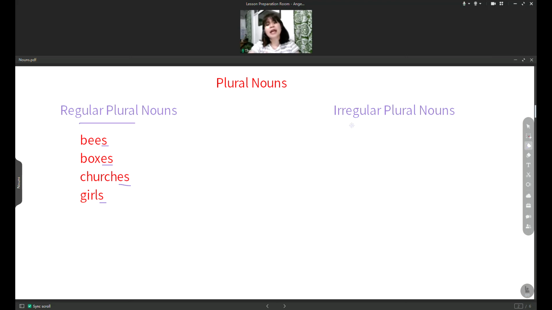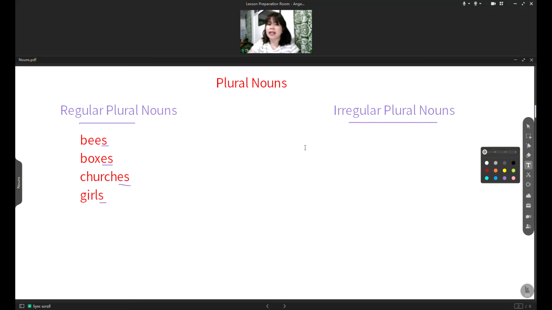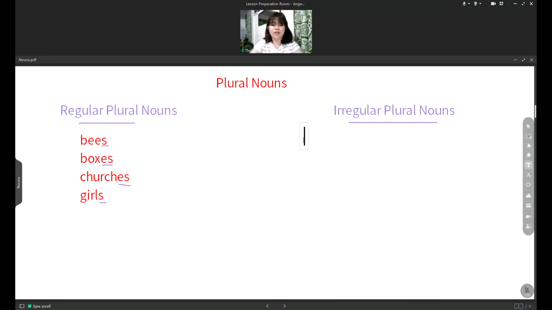What about irregular plural nouns? For irregular plural nouns, we change the spelling. Okay, we don't add S or ES here. We change it. Okay, let's have some examples. We have person; to become plural, we change it into people. We also have life, lives.